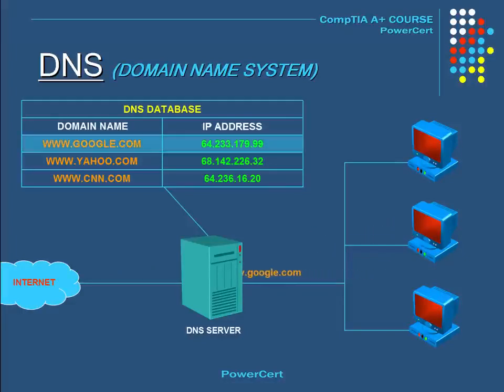So DNS basically works like a phone book. When you want to find a phone number, you don't look up the number first. You look up the name first. Then it will give you the number.